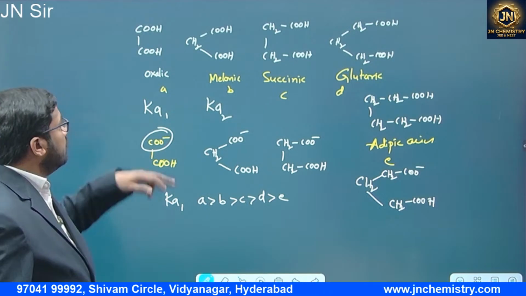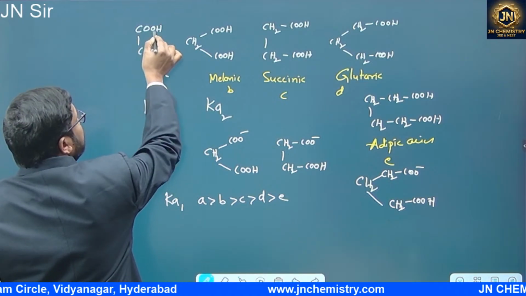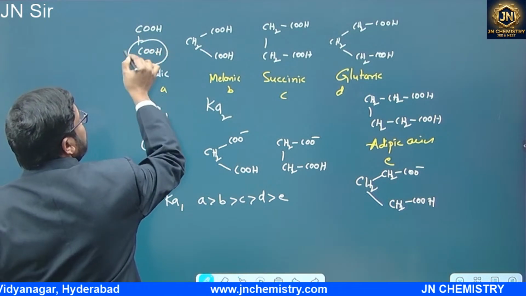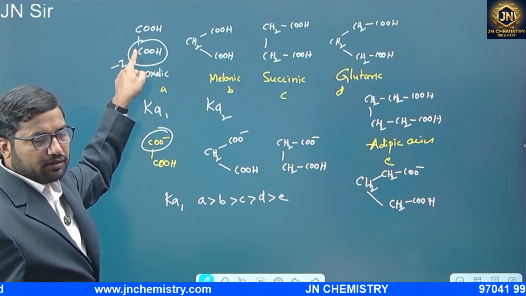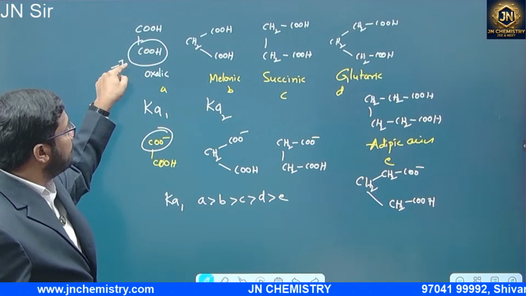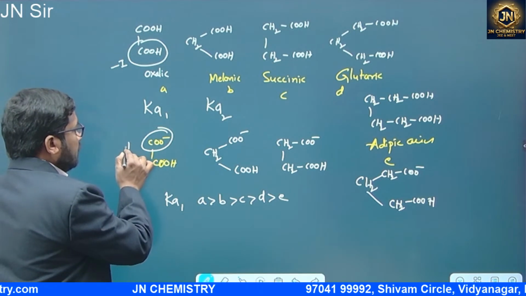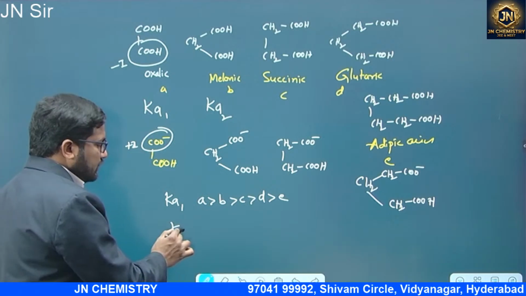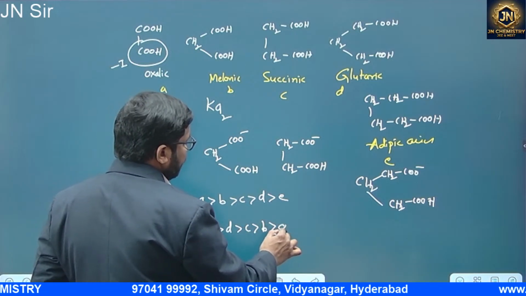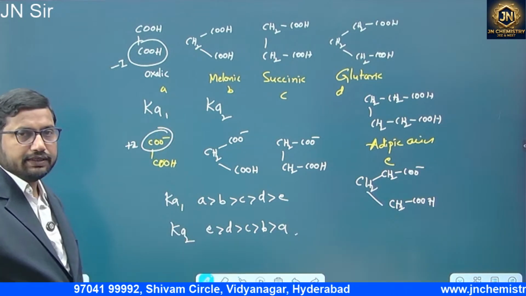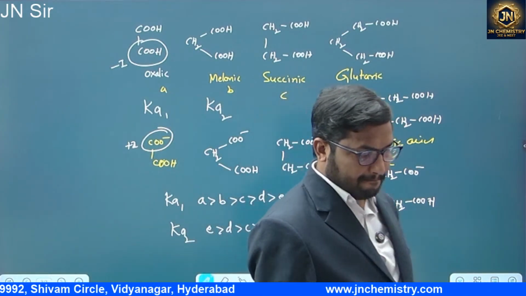Ka1. So in the first case, what happened? It acts as a minus I. For example, if we are removing this, what does this act as? Minus I. Minus I should be closer in the first case. Yes or no? After losing the one H plus, what happens? Ka2 is EDCBA. So is it clear? Is anybody confused?